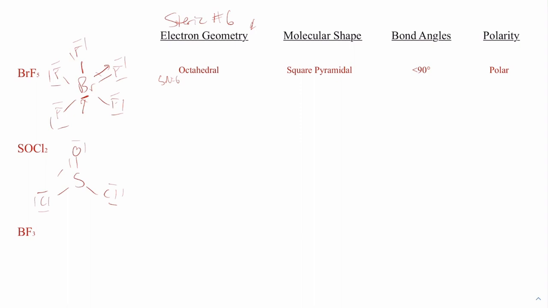Now, the steric number here is the number of lone pairs or pairs of electrons around this, whether they're lone pairs or bonds. And so in this case, we got a steric number of 1, 2, 3, 4.